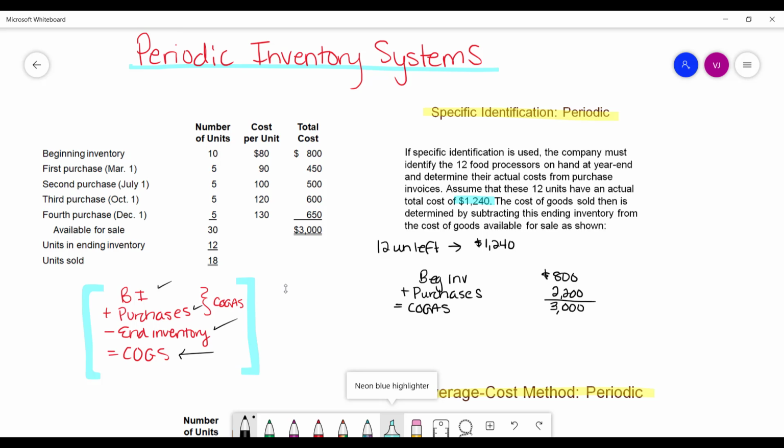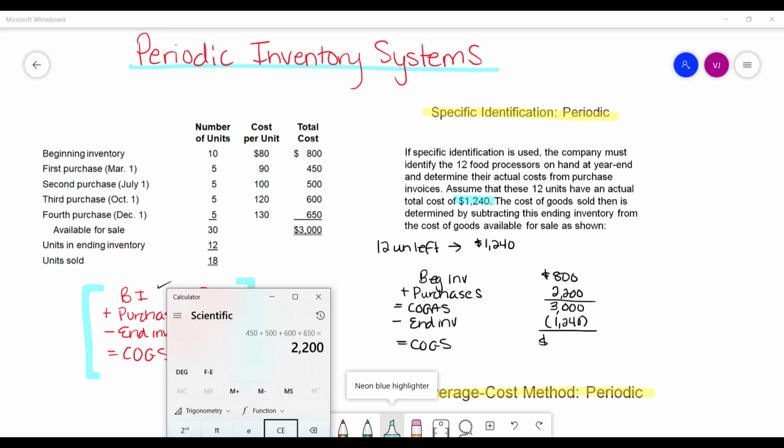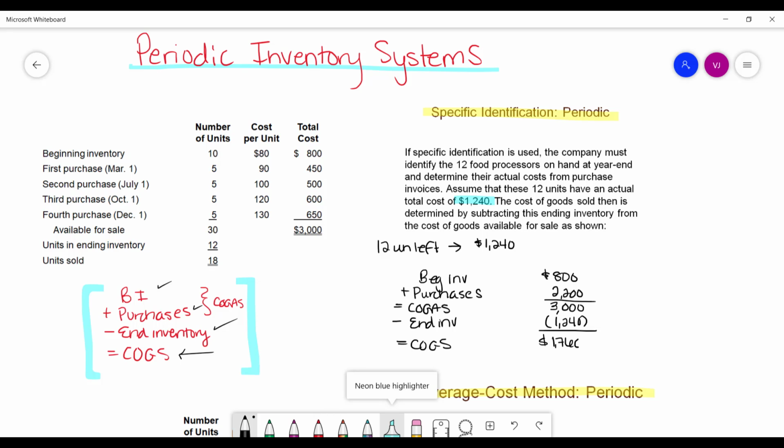And remember, from the cost of goods available for sale, we simply subtract the ending inventory. And the cost of the ending inventory we know is $1,240. Once we subtract that ending inventory, we can calculate our cost of goods sold for the year. And our cost of goods sold for the year is going to be $3,000 minus $1,240. That is $1,760 of cost of goods sold that we will get to record on the books.